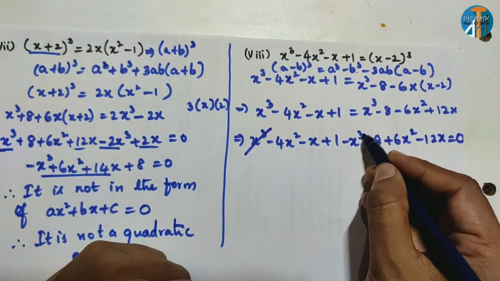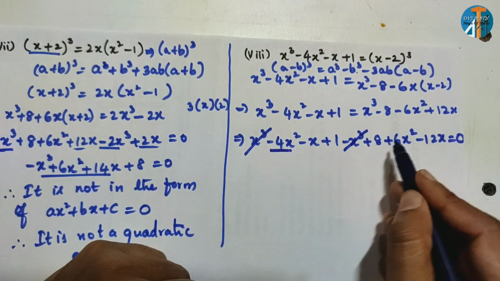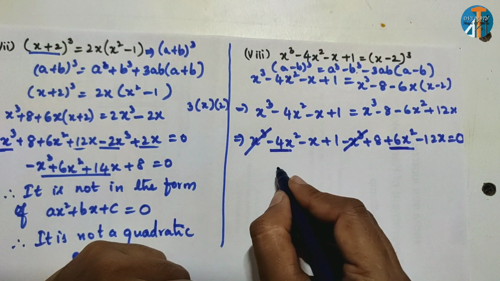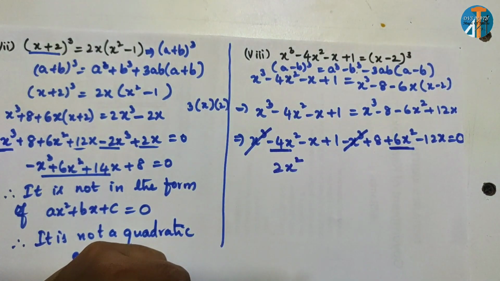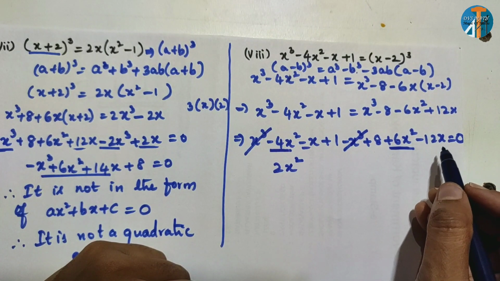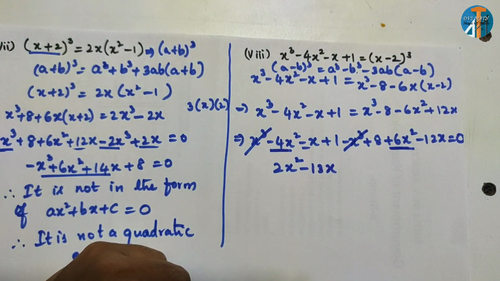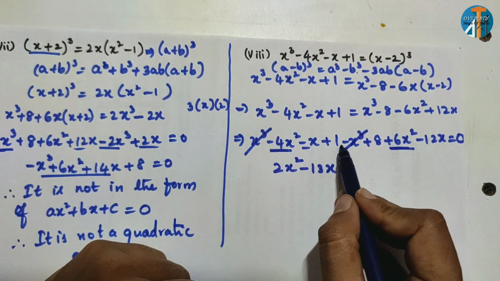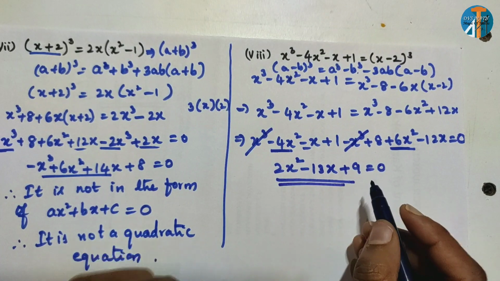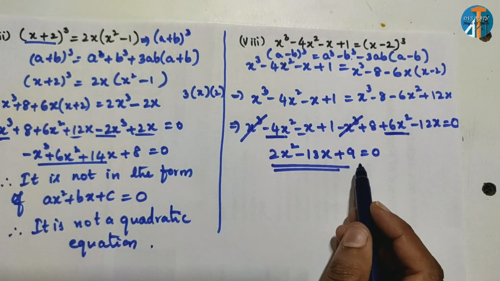Observe here, x cube minus x cube cancel. Then let's go for x square: minus 4x square plus 6x square, minus 4 plus 6 is 2x square. Again minus x minus 12x is minus 13x. Then plus 1 plus 8 is plus 9, equal to 0. Finally, observe the cubes cancelled. The final result is 2x square minus 13x plus 9.